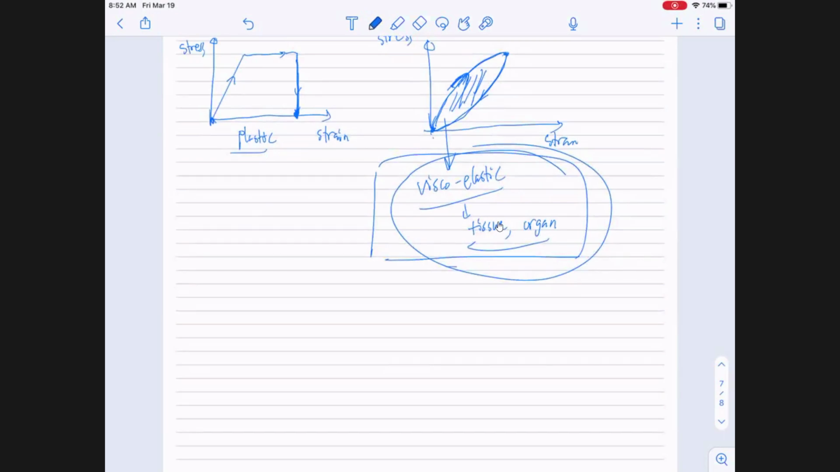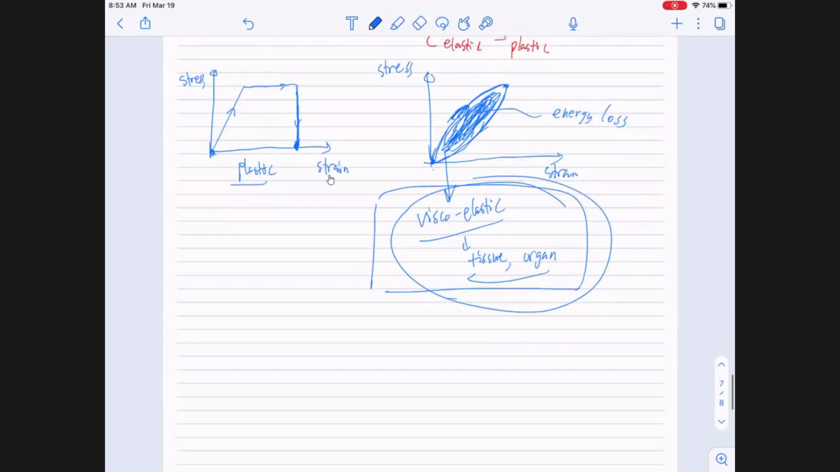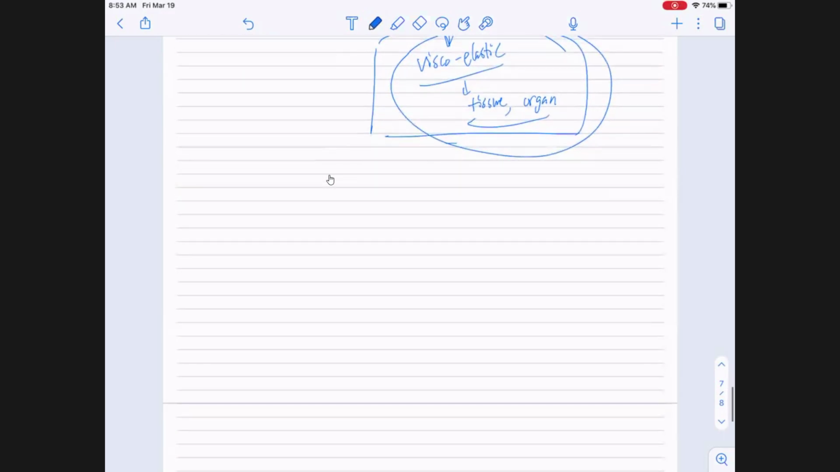Any question? So this part we generally say is the energy consuming part. Any question? So generally this part we call the energy loss, in this area. And if no questions, we go a little bit further.